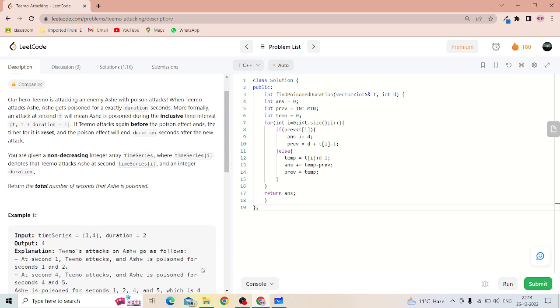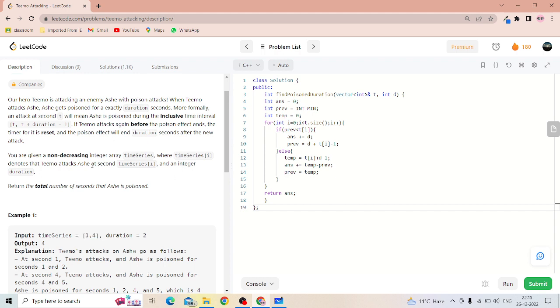So the question says we are given an array timeSeries, which is in non-decreasing order. It means it is increasing, or we can also have the same values, like 1, 4, 4, 5. It is a non-decreasing array. So it is a time series. timeSeries[i] represents that Teemo attacks Ash at this second. Teemo attacks Ash at the first second. Teemo attacks Ash at the fourth second.